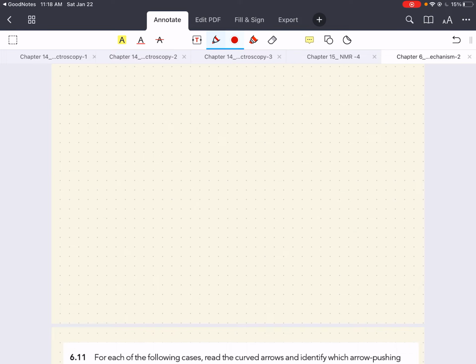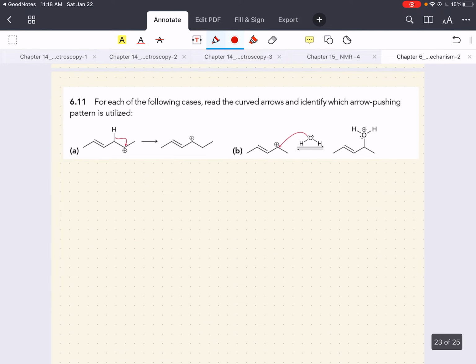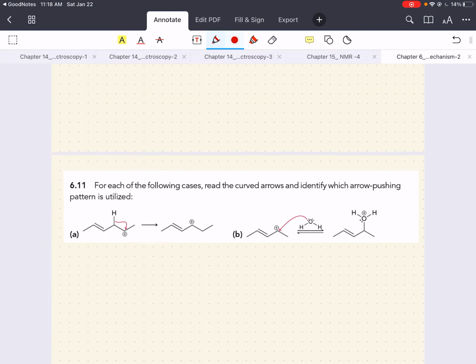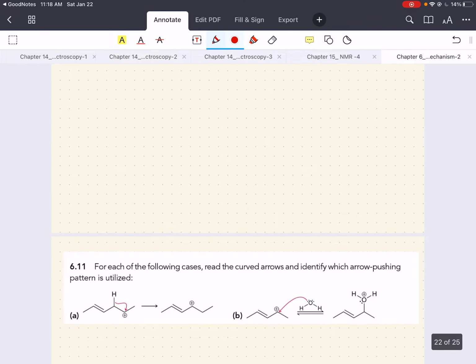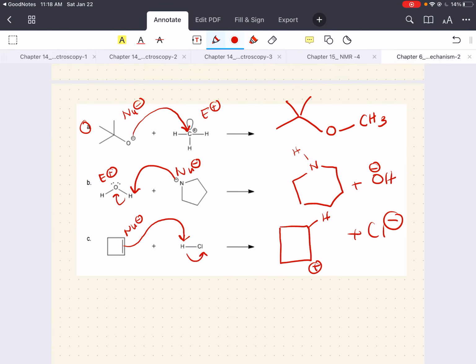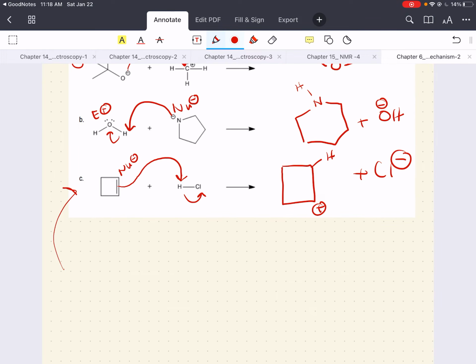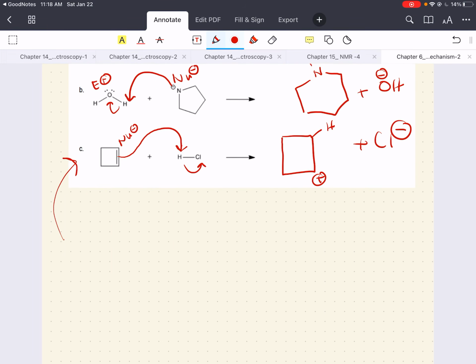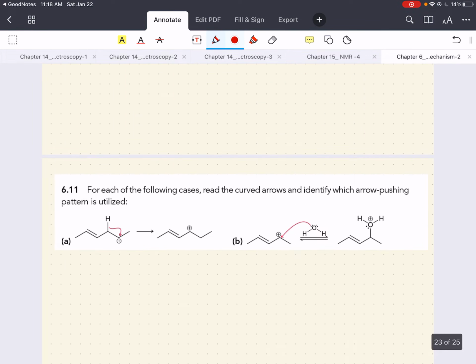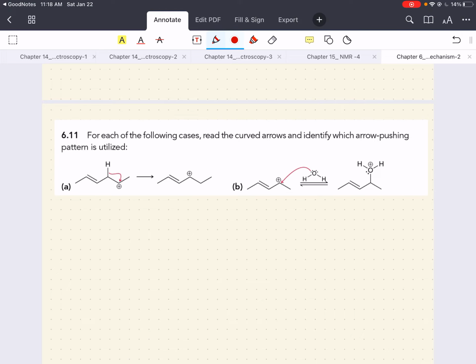Fantastic. Now what we want to do is, for each of the following cases, read the curved arrows and identify which arrow pushing pattern is utilized. Now, this is easy. We're just going to identify what kind of pattern is occurring. This might have been a little challenging, this nucleophile, electrophile, what's happening here and there. This is going to help. We're going to get better at this as we go through chapter 7 as well. But it's just a simple practice identifying our nucleophiles and electrophiles in a reaction mechanism, which is really the goal of that previous problem.